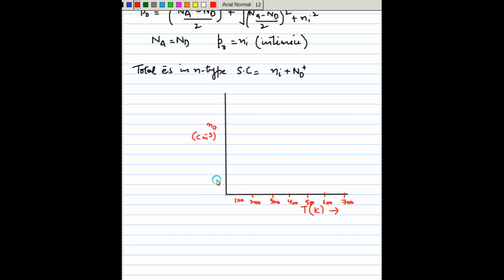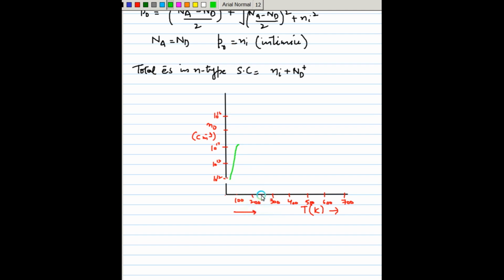So let's say that the concentration is very small and it's 10 to the power of 12, 10 to the power of 13, 10 to the power of 14, 10 to the power of 15, 10 to the power of 16 and so on. Now when we start from a very low temperature, what will happen to this total concentration? At a very low temperature, there will be carrier freeze out. Now as the temperature increases, this concentration will start to increase.